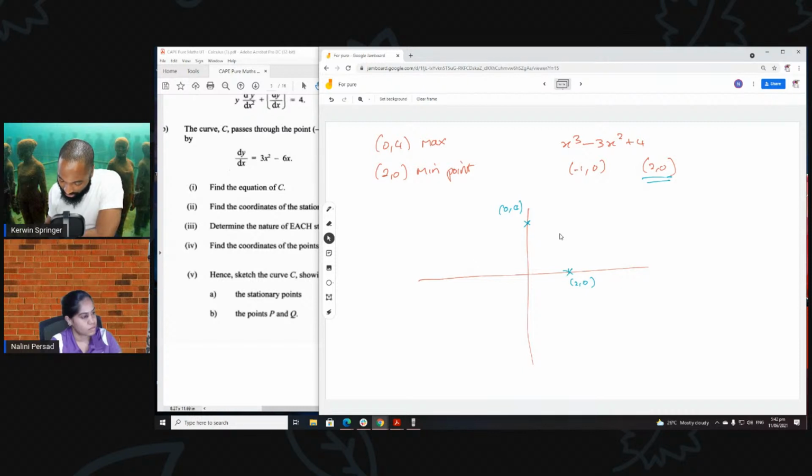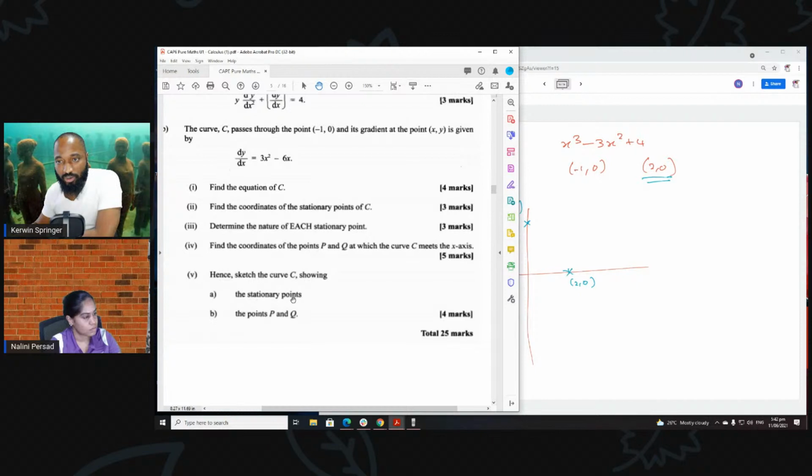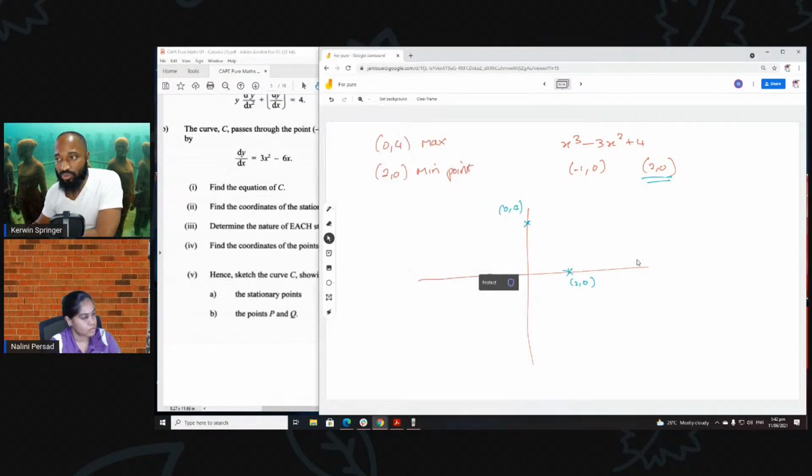-1, 0. We need to show that point as well. That's the next part where it cuts. So you want to show the stationary points and the points P and Q. That's where it meets the x-axis. So we have the two stationary points, which one of them happens to be where it meets the x-axis. So your curve looks like this. And this was a lovely question. X cubed minus 3x squared plus 4.